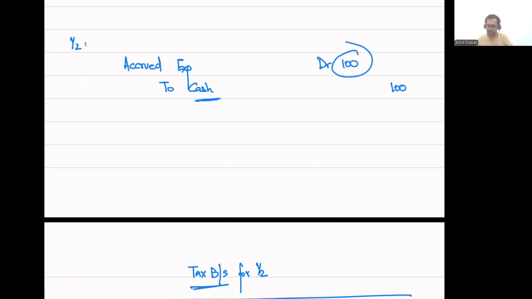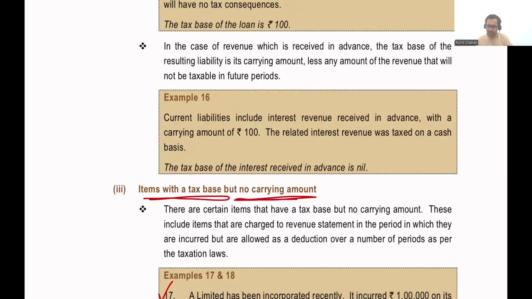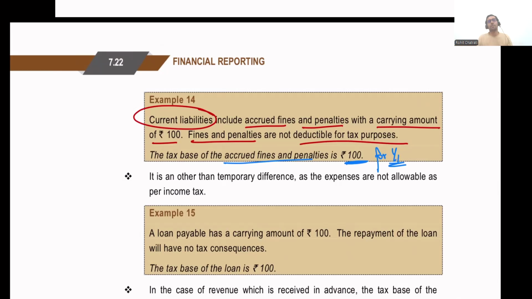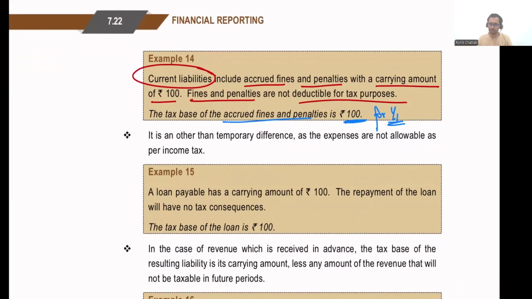All right, so if I go back to the example, the question required us to calculate the tax base of accrued fines and penalty, which was equal to 100, and this is for year one. Because the carrying amount is also 100 and the tax base is also 100, the temporary difference is going to be zero. Therefore, the deferred tax asset and deferred tax liability are going to be zero, even if the liability is outstanding, or even after payment, because we saw that in year two, both the carrying amount and the tax base went down to zero. So that is with regards to example number 14.